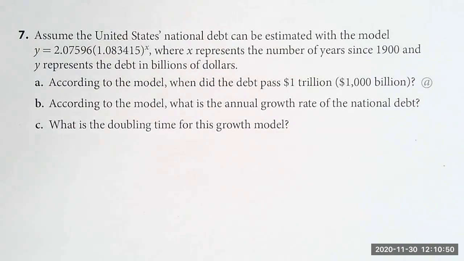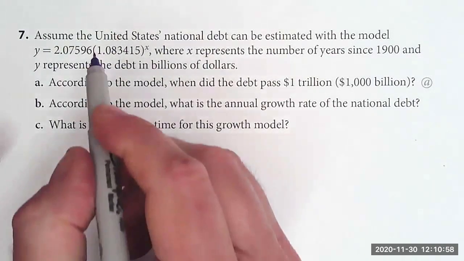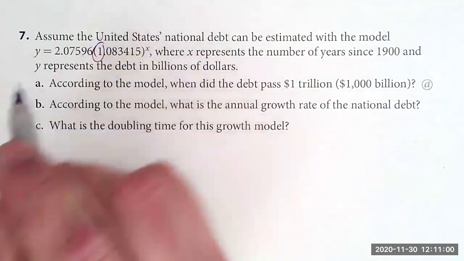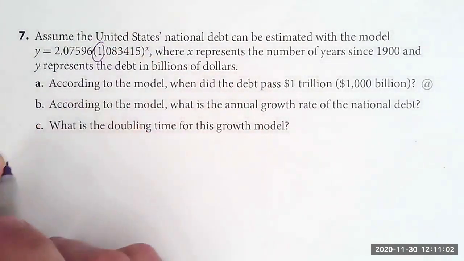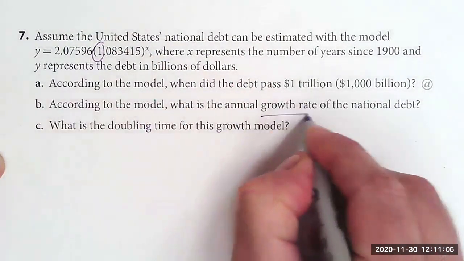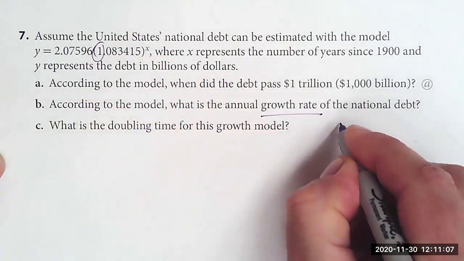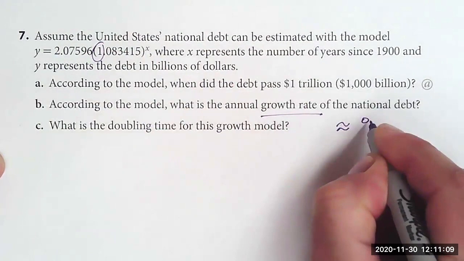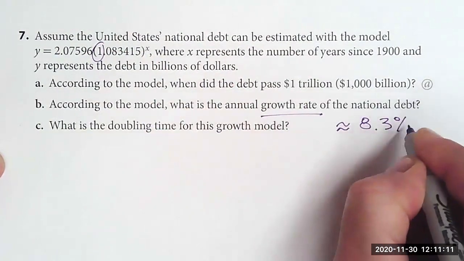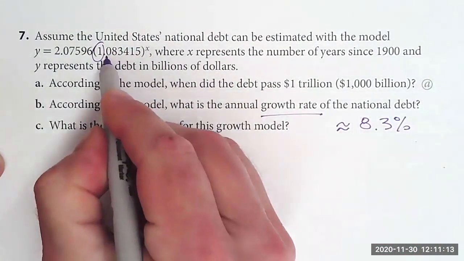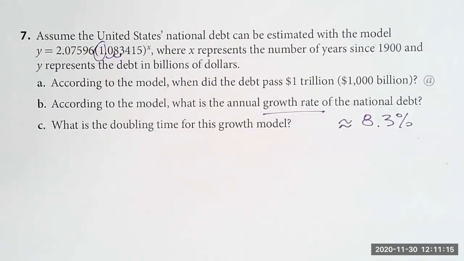Part B of the question. According to the model, what is the annual growth rate of the national debt? Well, you can find this inside the parentheses. This is 100%, and anything more than that is going to be the growth rate. So we're looking at a growth rate of approximately 8.3%. Recall how to change that decimal into percentages.